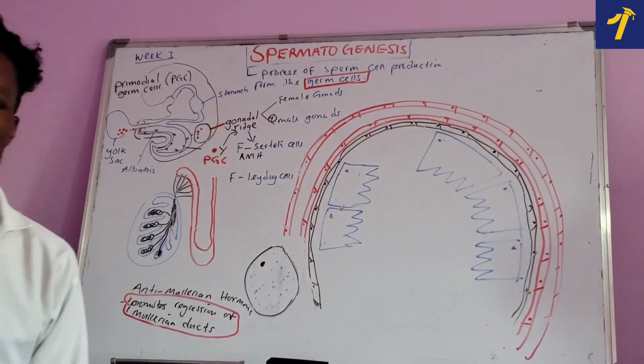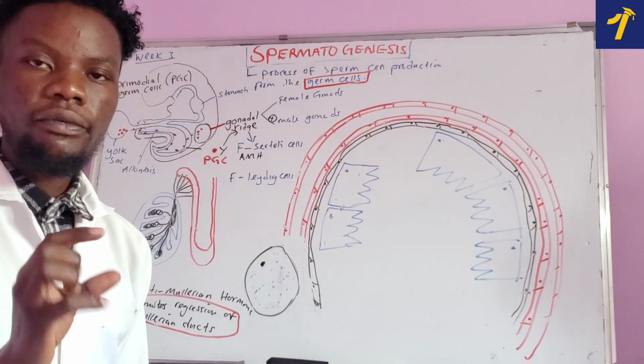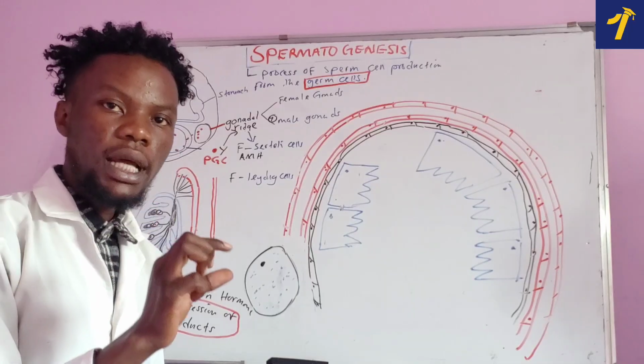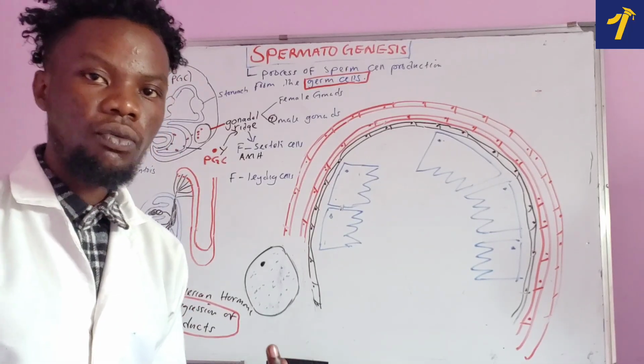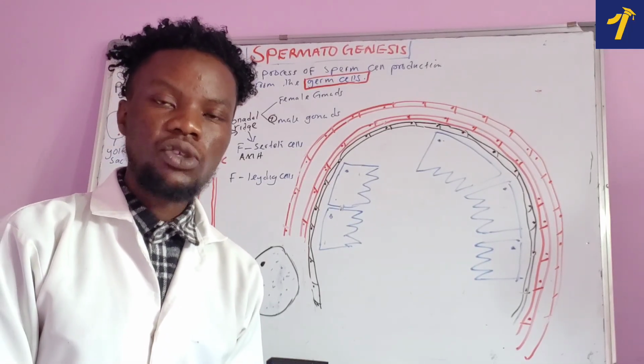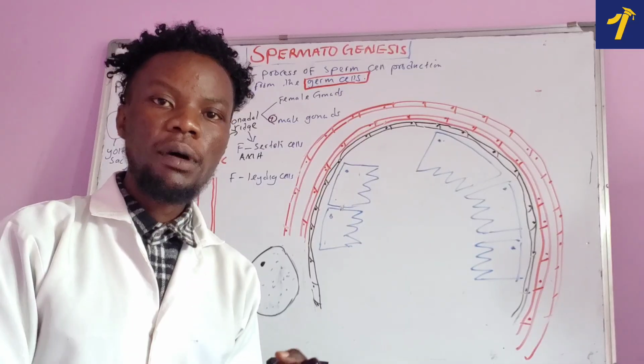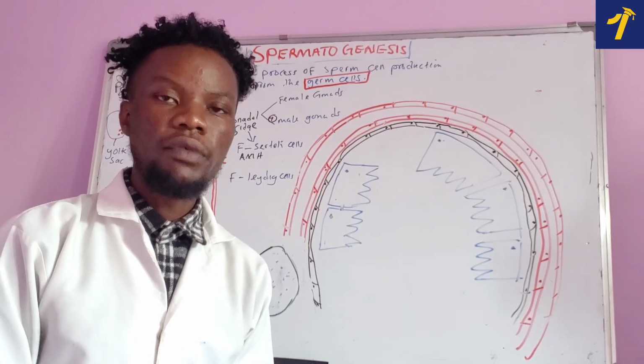Why is it important? Because Mullerian ducts, if you remember, are important in the development of the uterus, as well as the upper vagina, as well as the oviduct.